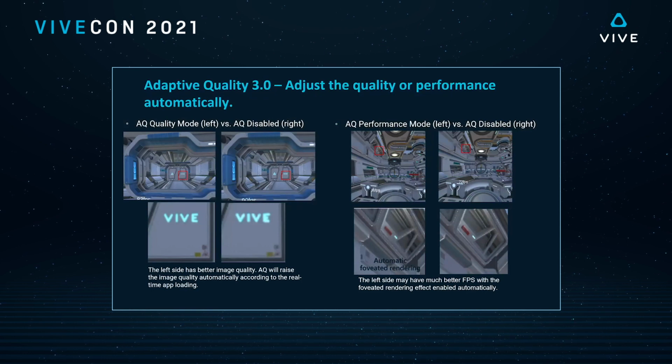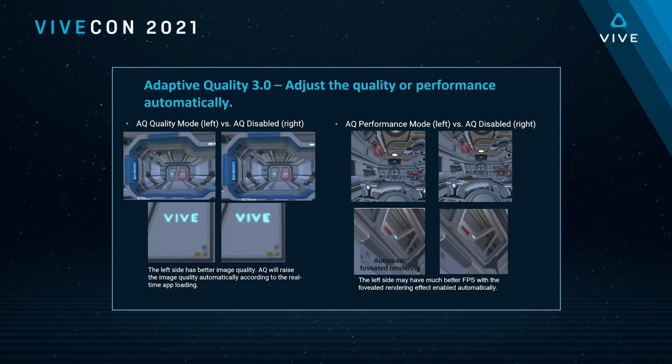Adaptive Quality 3.0. We've introduced some new modes, making it easier to enable AQ quality mode and AQ performance mode. Before we had all these parameters and levers, so to speak, that you had to really carefully balance. So we've made it easier just by selecting quality or performance mode. You'll get those set. Now you can also override that and still be able to tweak each one of these parameters.